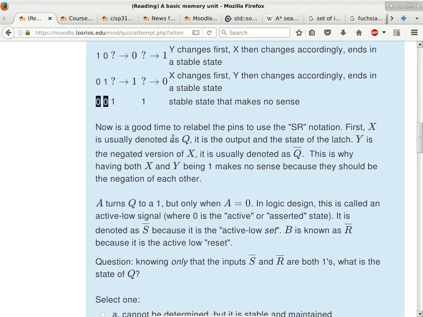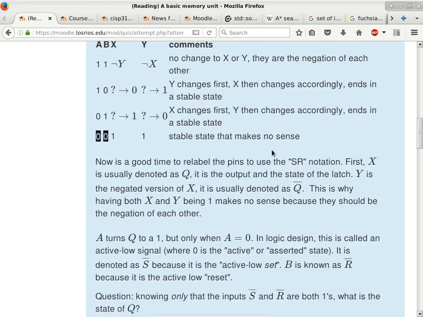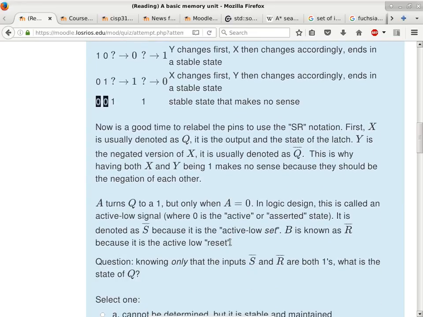So now it's time to relabel the pins, use the SR notation. To use the SR notation, we basically relabel these pins, and I think there might be a picture down here, maybe not. Okay, if there's no picture, that's okay. I'm just going to label these pins up here, and I'll use the red color to label the pins, using the terminology. This pin is called a /S. The slash once again means what?